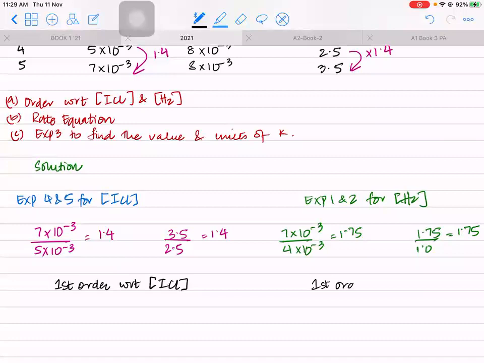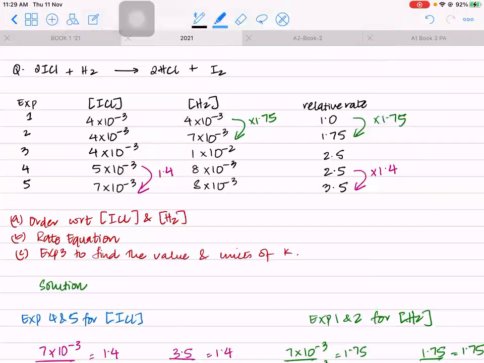So this is first order with respect to hydrogen as well. Clear? So if you take experiment 2 and 3, then it will be changing by the same amount as this. They will be changing by the same magnitude.